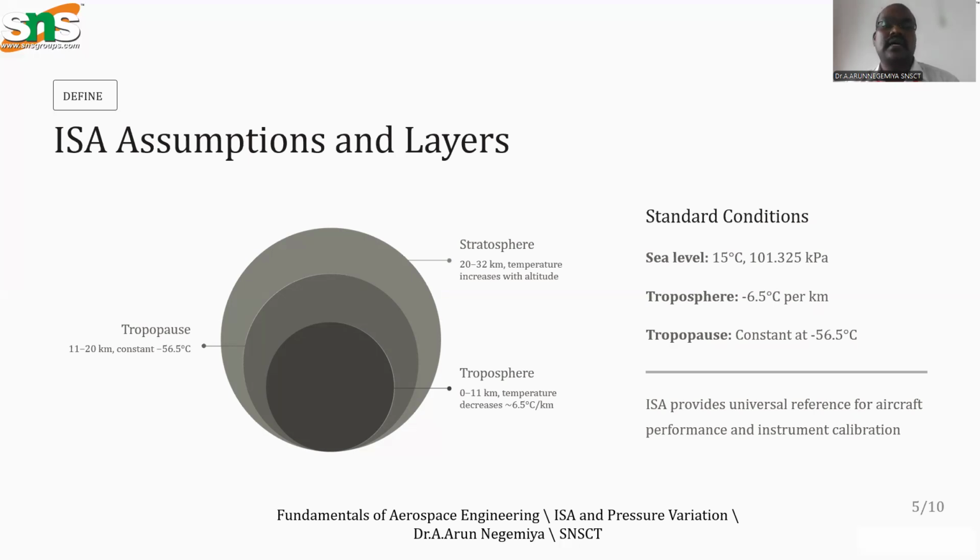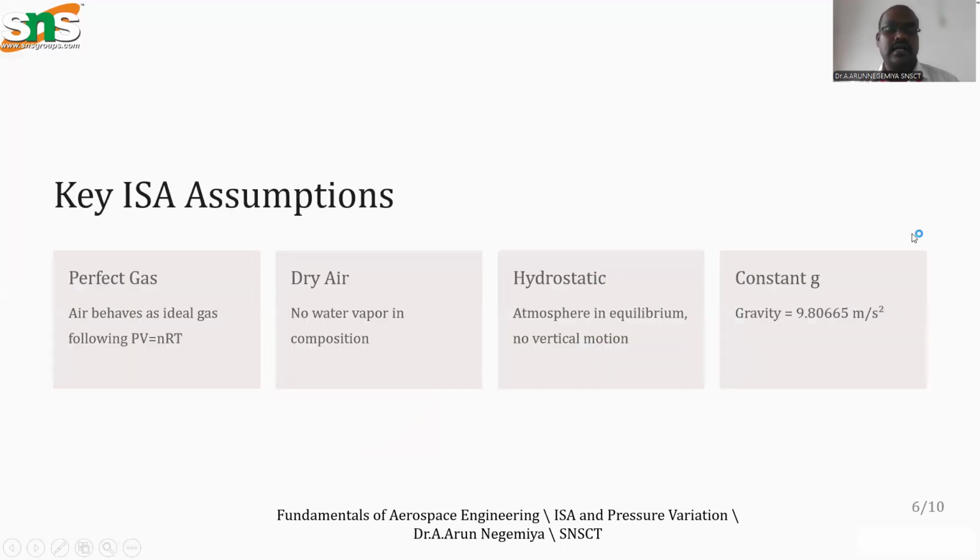And the tropopause has a standard temperature, around minus 56 degrees Celsius in this region. Our troposphere region is very beneficial for these cases. And the next one is the key assumptions.